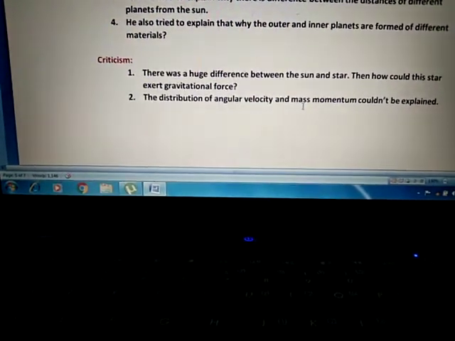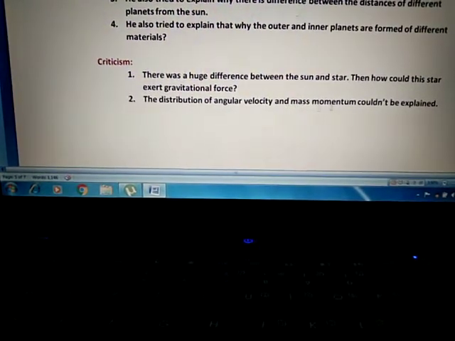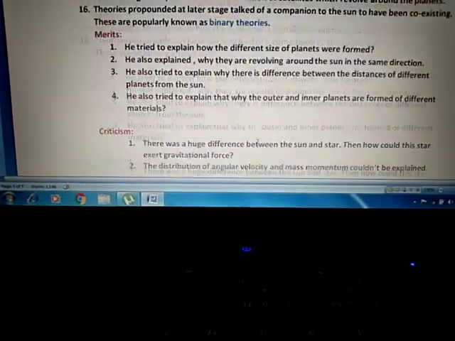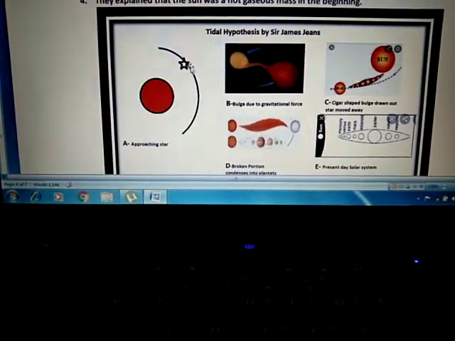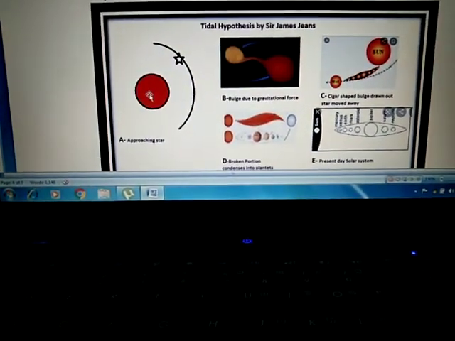So they also failed to clear the concept of angular velocity and momentum. So this is the tidal hypothesis, which was based upon the gravitational force of the star and the sun. Thank you. Have a nice day.